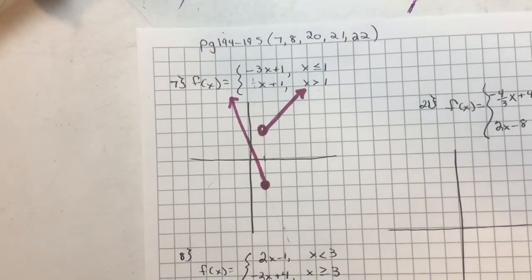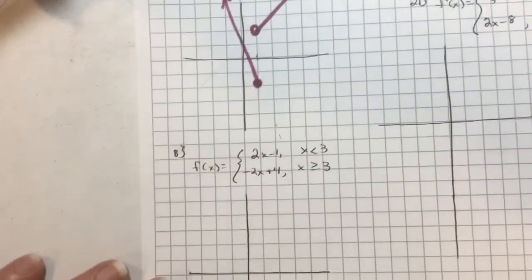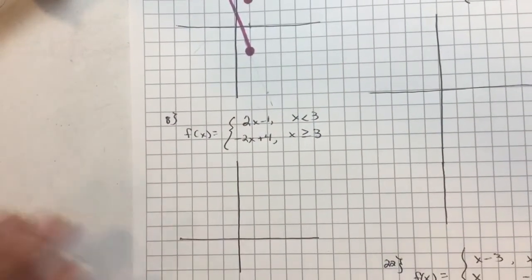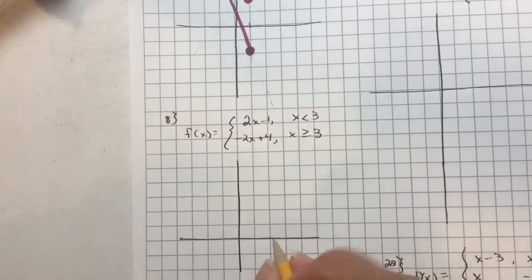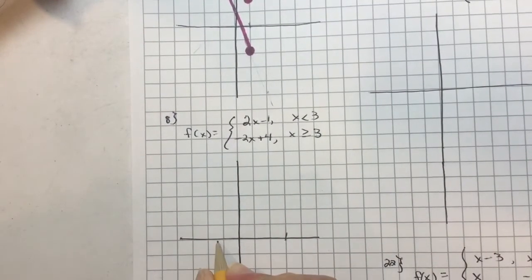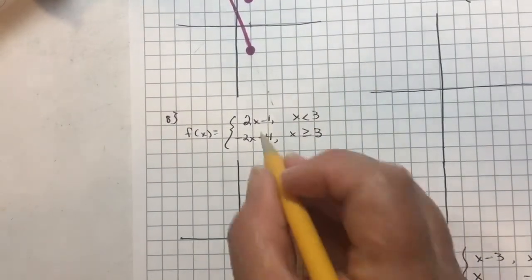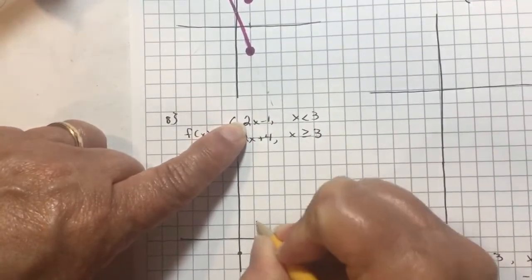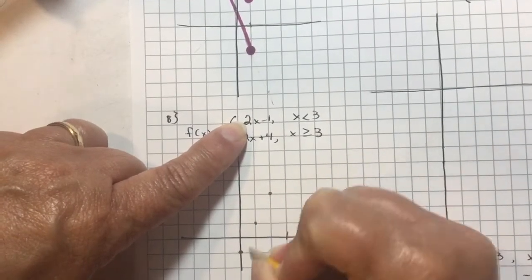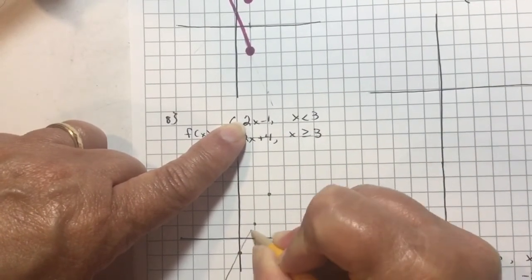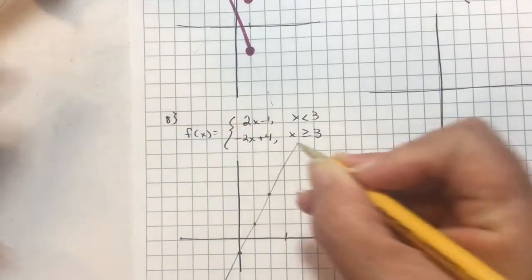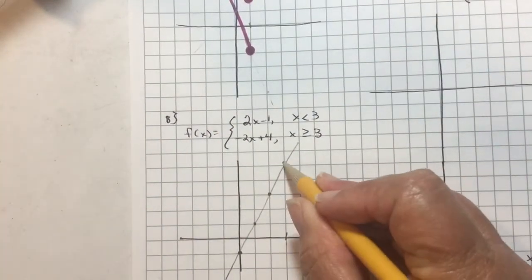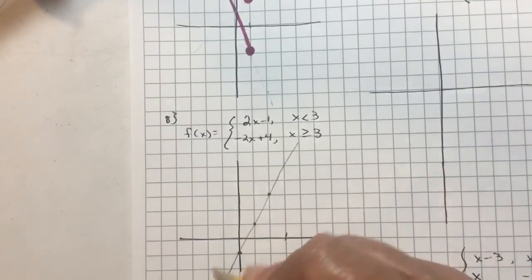All right, let's look at number 8. Number 8 is also in 2 pieces. These pieces are for less than 3 that way, or greater than or equal to 3 that way. First piece has a y-intercept of -1, a slope of 2, up 2 over 1. Now you only want this line for less than or equal to 3, so from here down.